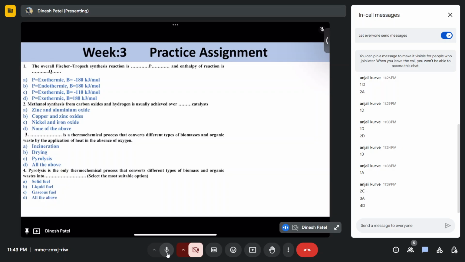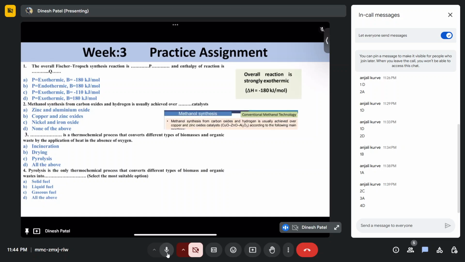Let's see the answer of the first. The Fischer-Tropsch synthesis reaction, as we have already discussed, is an exothermic reaction and it has minus 180 kJ per mole enthalpy. Second, methanol synthesis from carbon dioxide and hydrogen is usually achieved over. This is also a repeated question: copper and zinc oxide.